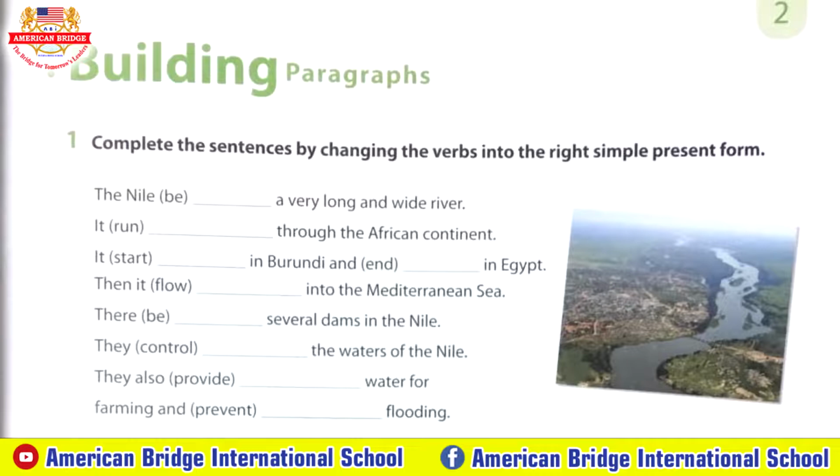So for this part, we didn't change. We do as it is. Also, they also provide water for farming and prevent flooding. So from control, provide, and prevent, we use this word as it is. So we keep this one, the original word.